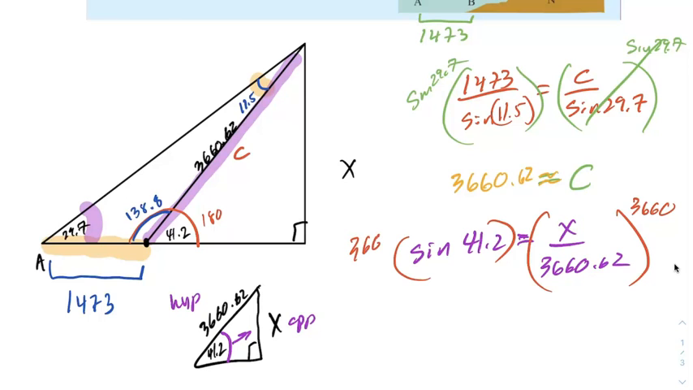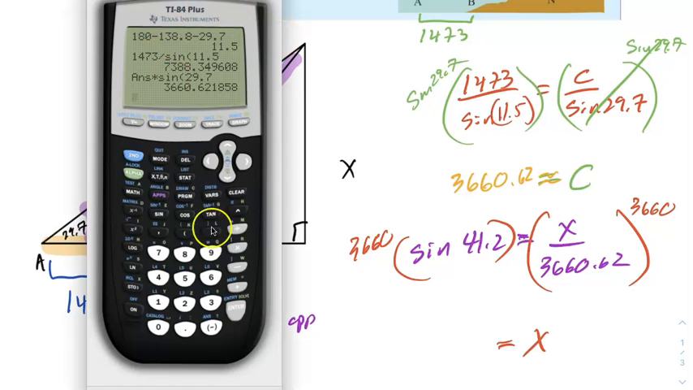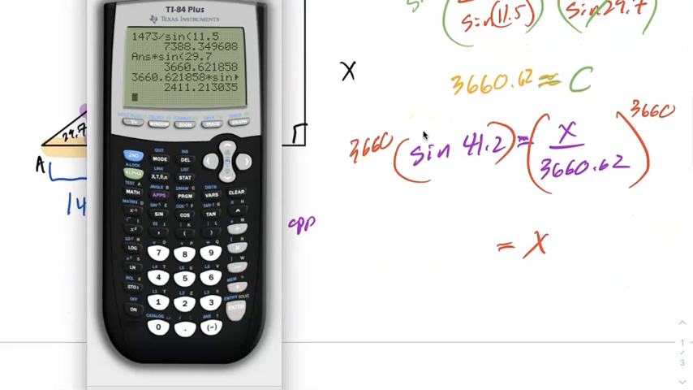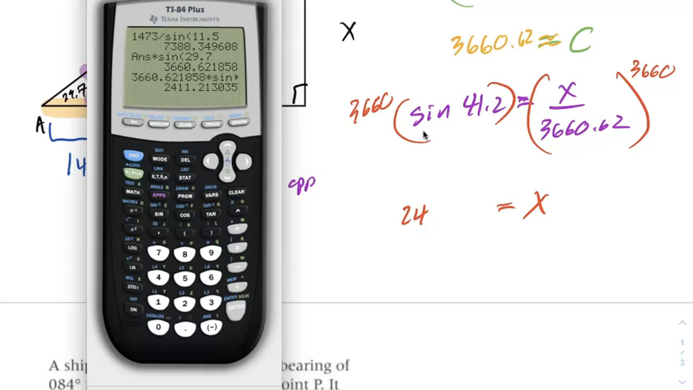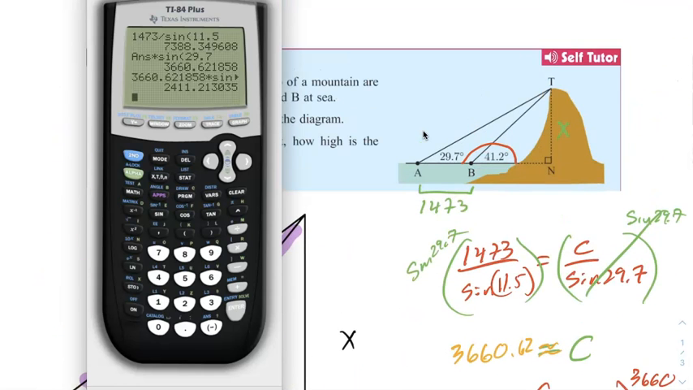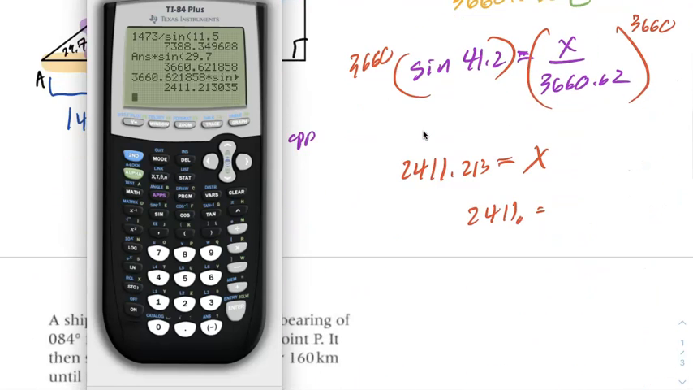And get my answer. So let's do my calculator. So I'm going to get this guy and then times it by sine of 41.2 to get the height of the mountain. So there we go. 2411.213. Let's go 2411 equals the height in meters, something like that. Height of the mountain.